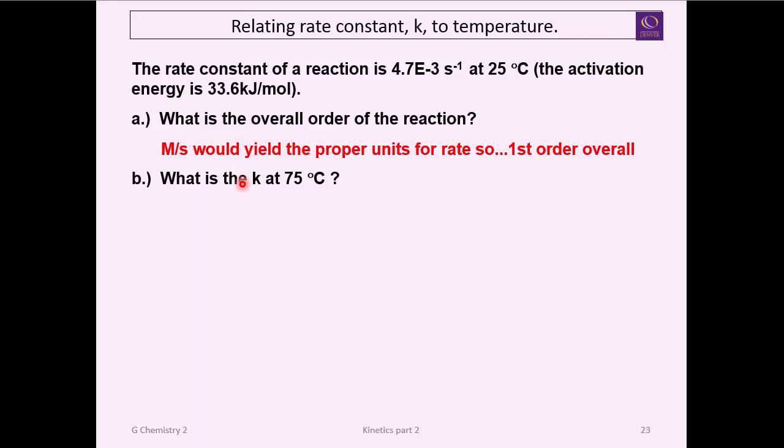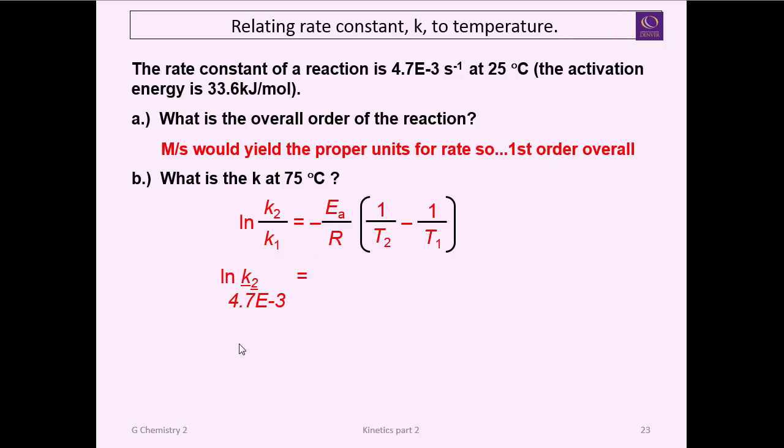Let's apply this Arrhenius equation and figure out what the k is when you change the temperature. So we use this equation, we plug in everything we know. So k1 is the one we know. So if we're going to use this for k1, then the temperature we know is T1. But remember, T has to be in Kelvin.